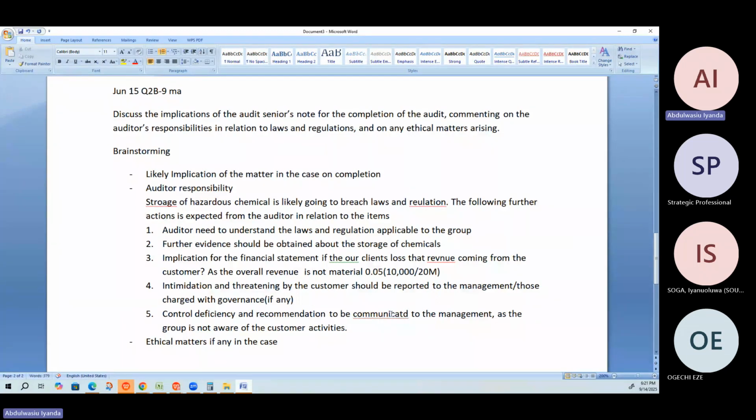So that is just the control deficiency and recommendation to be communicated to the management, as the group is not aware of the customer activities. So those are some of the things. And if you feel that you are okay, then you can say the audit firm can seek further legal advice regarding this, and this is where we'll stop.